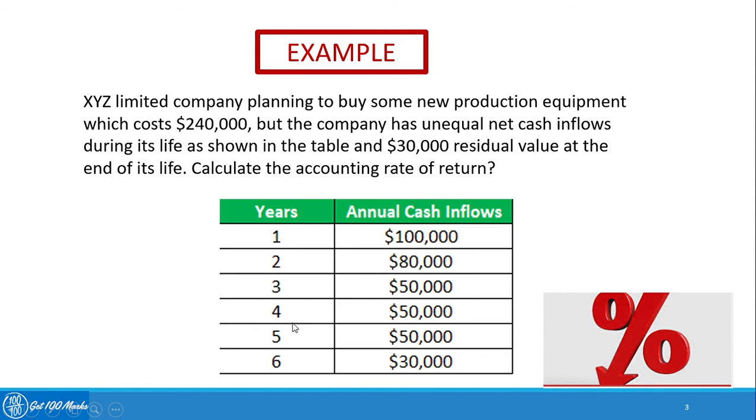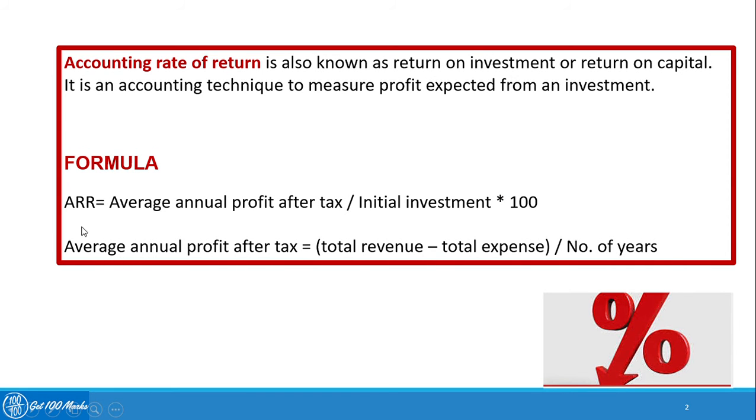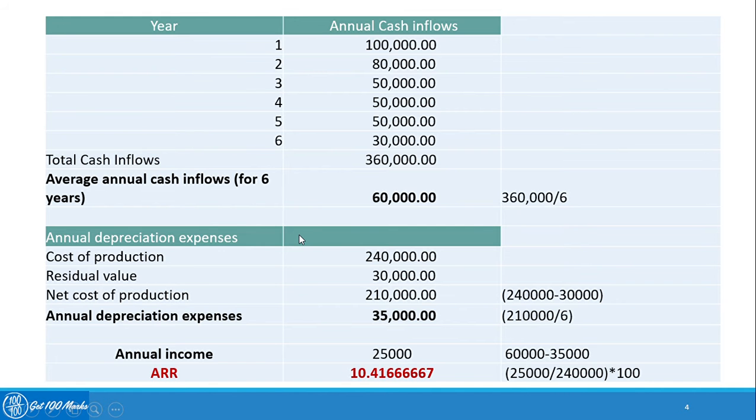So all the relevant information is given to you. For calculating the ARR, you will first have to start with, if you look at the formula here, the average annual profit after tax. So we will calculate the average annual profit. Let's see how we do it.